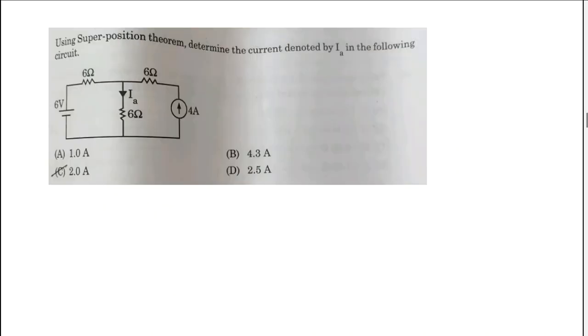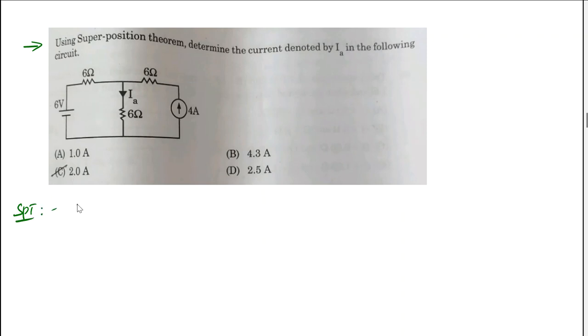Okay. So next question here. This question is from networks and is a very simple question. The question is about applying the superposition theorem. Using the superposition theorem, determine the current denoted by IA in the following figure. We need to find the value of IA here.